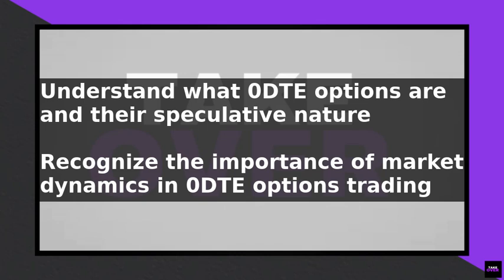It is crucial to understand the two types of 0DTE options: calls and puts. A call option gives you the right to buy a stock at the strike price, while a put option gives you the right to sell a stock at the strike price.